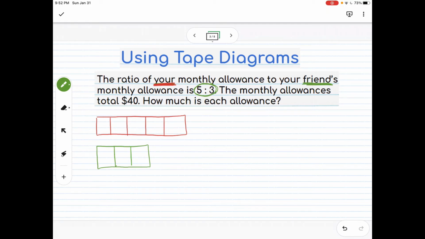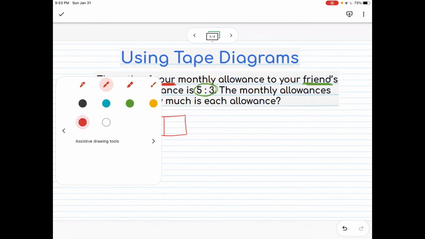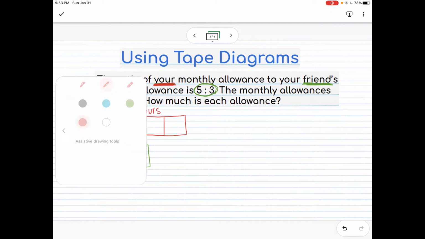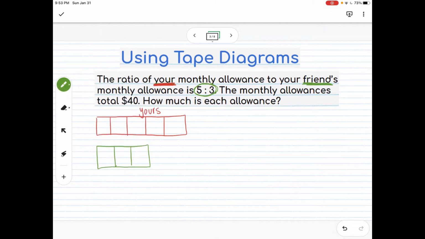So I'm going to draw one with 3 boxes as well. And I will label this as yours. And I will label this other one as friends. All right, so let's continue reading.